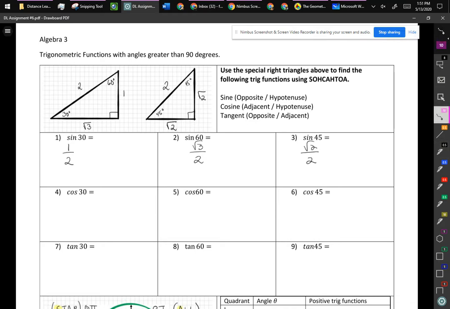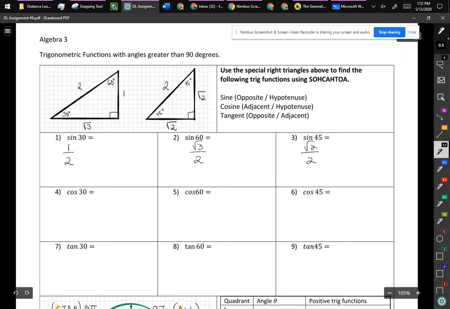Cosine of 30, 60, and 45 are really easy because 30 was over here, so opposite over hypotenuse. But for cosine, it's adjacent over hypotenuse. So notice it's switched. Whatever sine of 60 is, that's what the cosine of 30 is. Whatever sine of 30 is, that's what the cosine of 60 is, because basically the adjacents and the opposites are switched for cosine and sine.